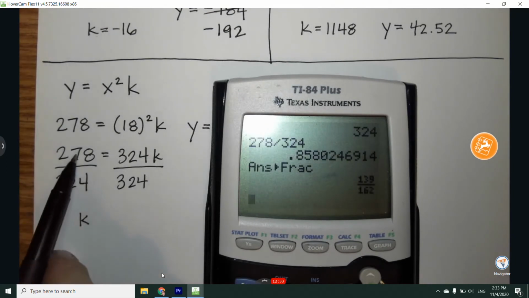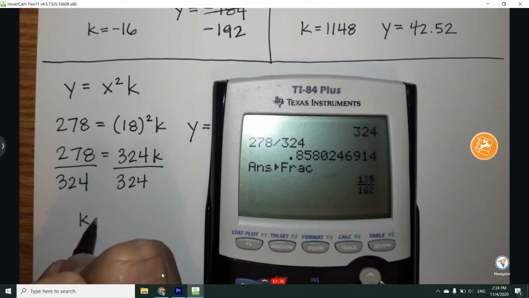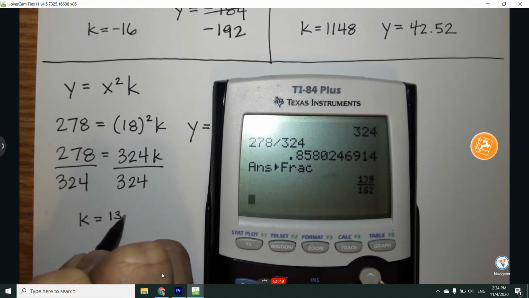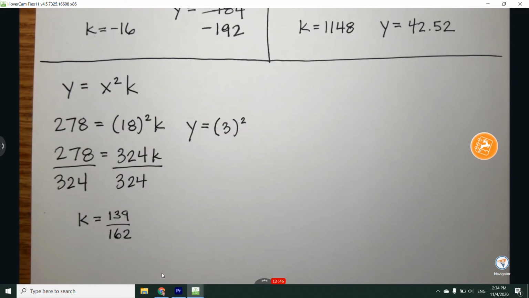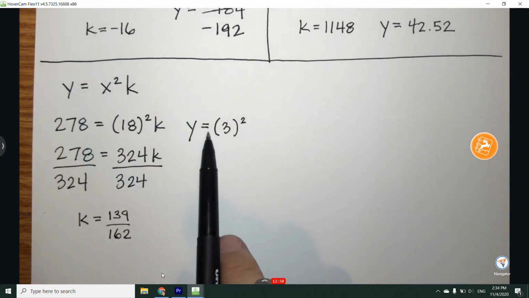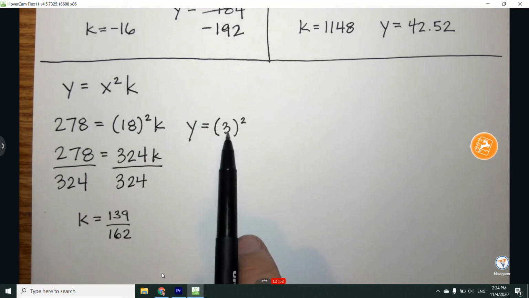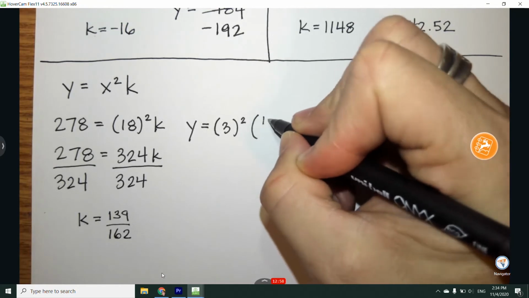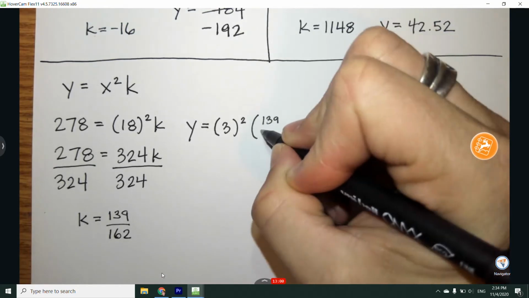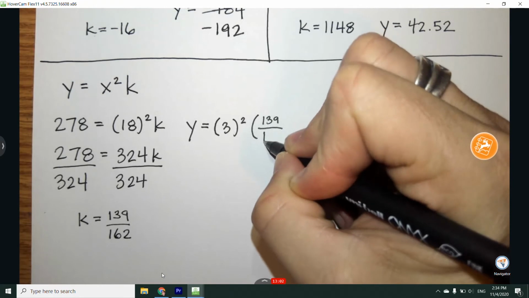It does reduce. We can divide these both by 2. And so that's where that comes from. So this is 139 over 162. Okay, so now we can plug in our k. So we have our y equals, and then we've replaced our x with this 3 that it says it equals now. And so now we can replace our k with this 139 over 162.